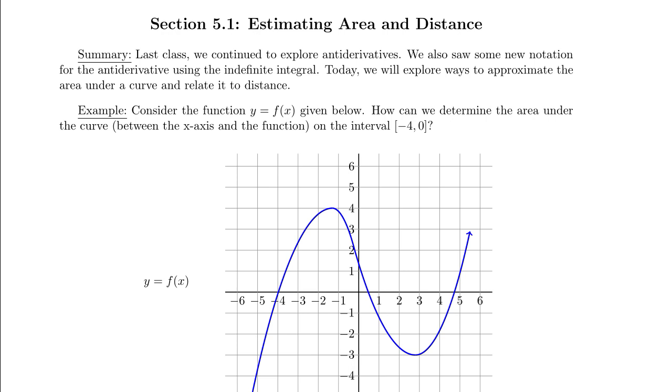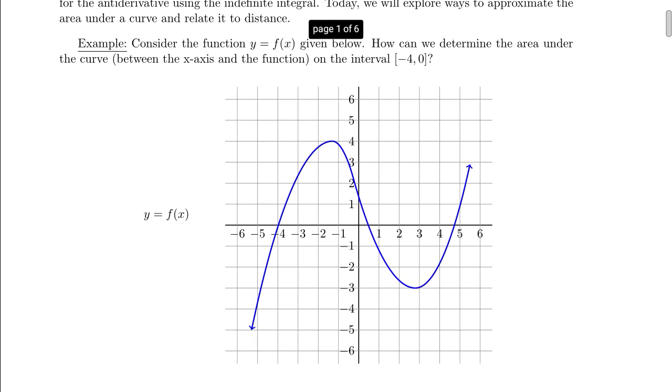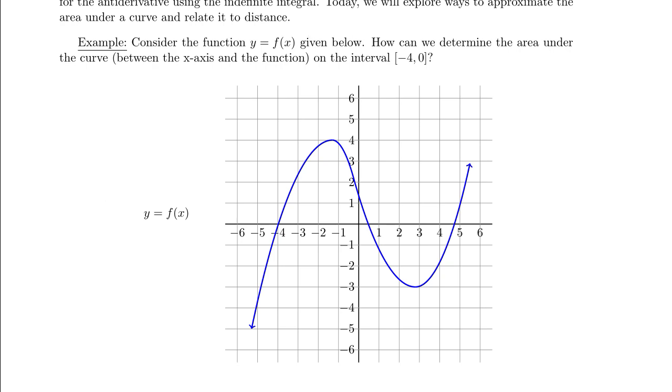How do we calculate the area of something that maybe isn't a nice shape? Let's consider this example here. Let's consider the function f of x, which is given below. It's this blue curve that's been drawn. And the question is, how can we determine the area under the curve?